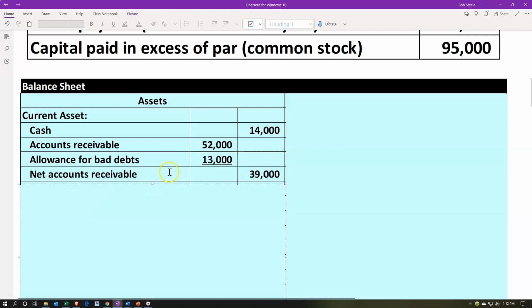Then the difference between those two, the $52,000 and the $13,000, we're going to pull out to the outer column. So we've got an underline here. We're pulling that out to the outer column. So 52 minus the 13. Notice that this 39,000 is not taking into account the 14,000.